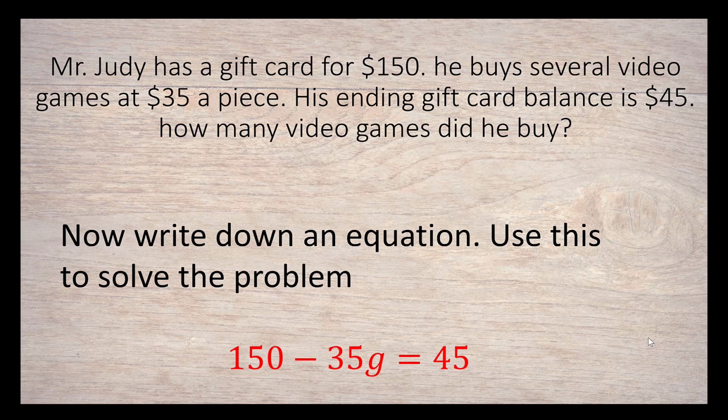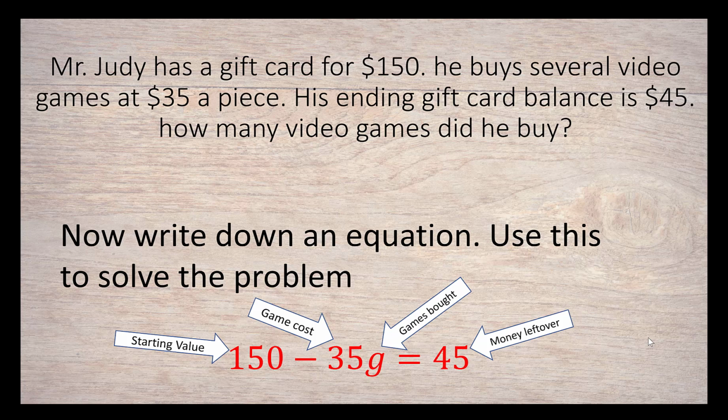So the equation 150 minus 35g equals 45 is the equation that we would use to represent the situation. Let me break it down for you real quick. That 150 is our starting gift card balance of $150. We're subtracting because we're spending that money. Mr. Judy's spending that money on the video games. And each game is $35. So that's where that 35 comes from. We are multiplying that 35 times g, which just represents the games that we bought.